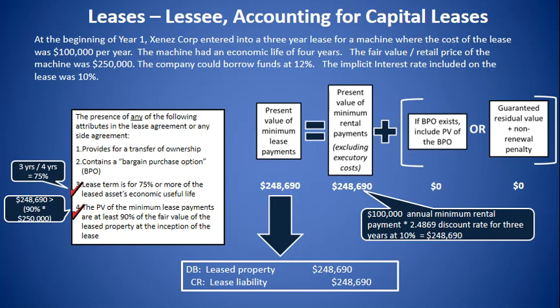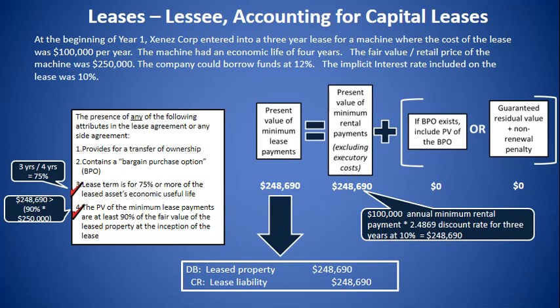Now, again, I'm going to show you the process you go through to determine whether it would be a capital or operating lease. And over here on the left, we see again the presence of any of the following attributes, these 4 attributes, in the lease agreement or any side agreement. If any of these conditions are met, it becomes a capital lease. So the first one is provide for transfer of ownership. And in this case, if we read the problem text itself, there is no transfer of ownership implied. Number 2, contains a bargain purchase option, and again there is no indication of a BPO.